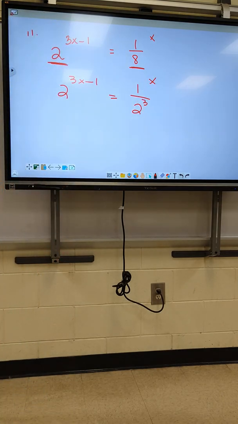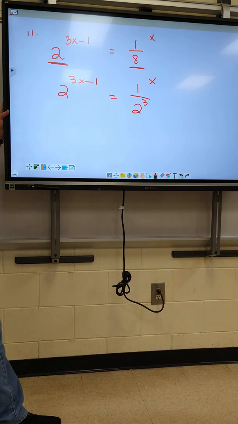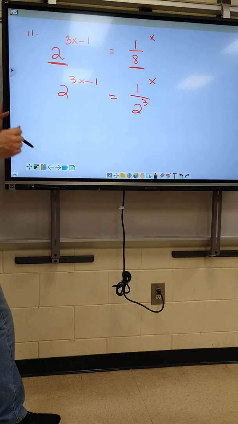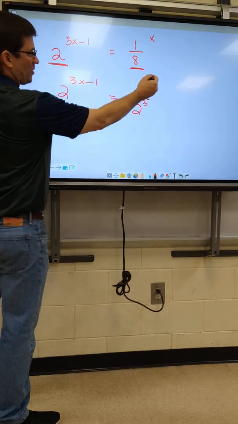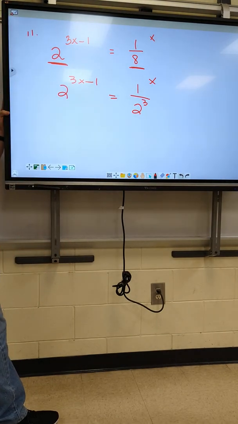Now, once we do a couple of these, y'all should be able to skip some steps. But I would write that one down. That's not bad. All right. Is that x an exponent? Yes, 2 to the third is still an exponent, and the x up top is an exponent.